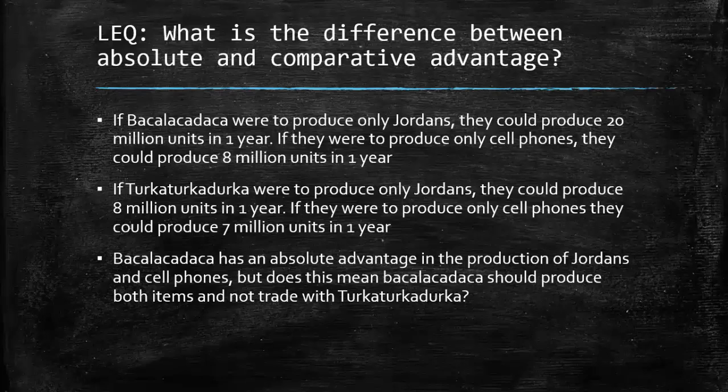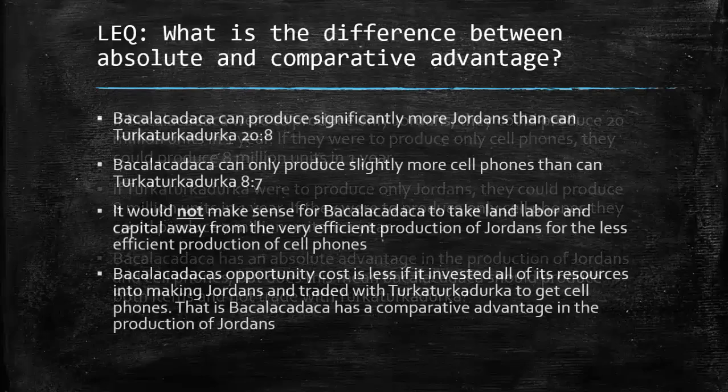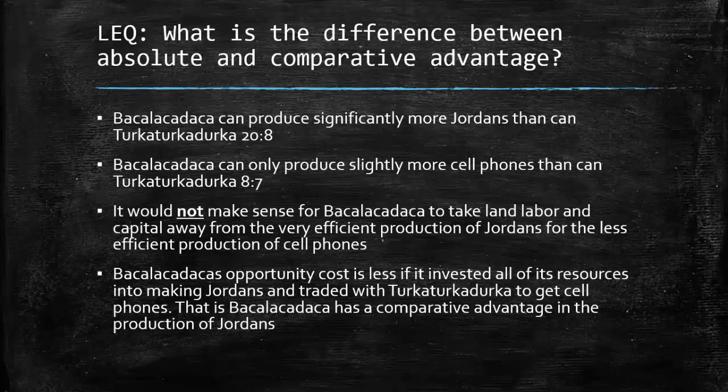Okay. Now we're looking at Turkadurka. If they were to produce only Jordans, they could produce 8 million units in 1 year. If they were to produce only cell phones, they could produce 7 million units in 1 year. So Bakalakadaka has an absolute advantage in the production of Jordans and cell phones. That is, yes, Bakalakadaka can produce more Jordans and more cell phones than can Turkadurka. But does this mean that Bakalakadaka should produce both items and not trade with Turkadurka? And the answer is no. So let's take a look here.